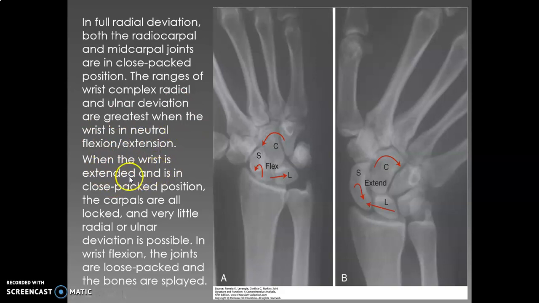When the wrist is extended and is in close packed position, the carpals are all locked and very little radial or ulnar deviation is possible. Because in the earlier part we studied that in the final extension, the carpal bones will move like a single unit on the radius and the TFCC.